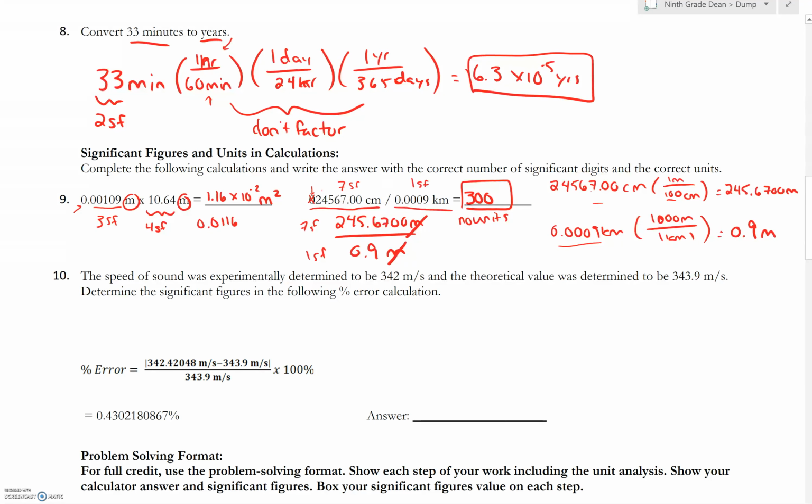It's like saying something is 2 to 1. That 2 and that 1 do not have units on them. I'm just saying the ratio is 2 to 1. That 300 is a number without units. That tripped up a lot of people, so I want you to be careful about writing this one out.